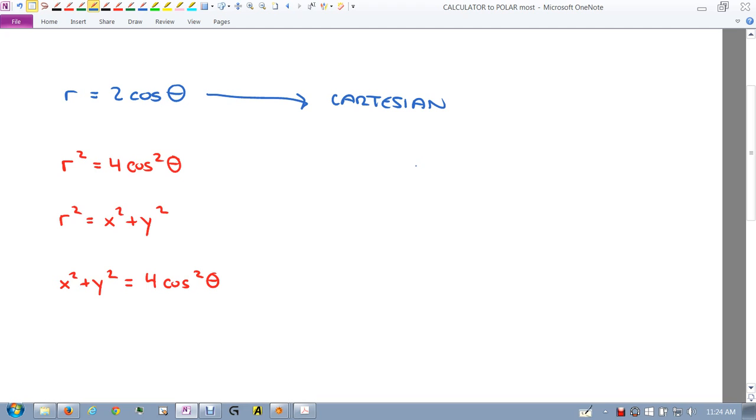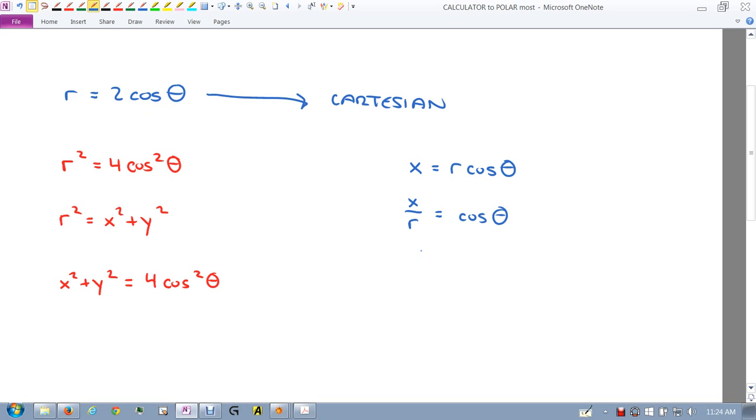Don't we have x is equal to r cosine theta? Isn't that one of those boxed formulas I had? Doesn't that mean that x over r is equal to cosine theta? Doesn't that mean I can come up to this equation right here and replace the cosine theta with what? X over r, couldn't I?